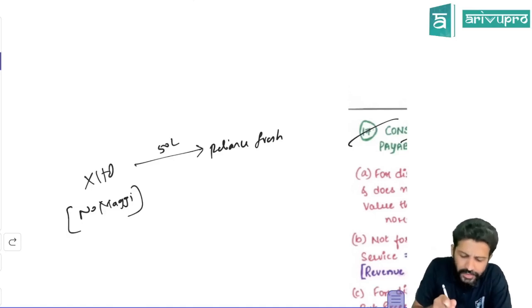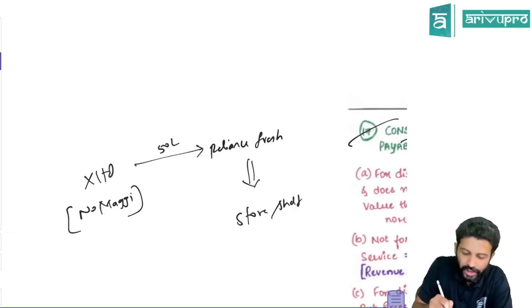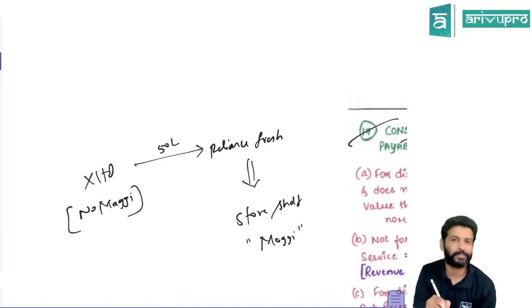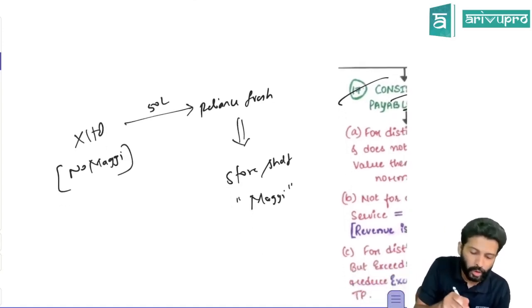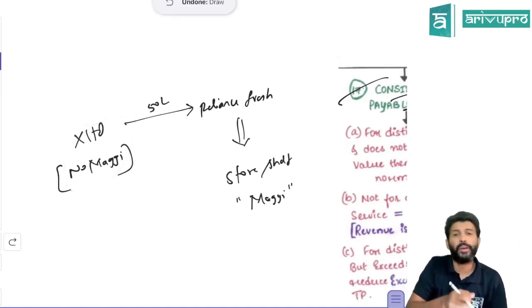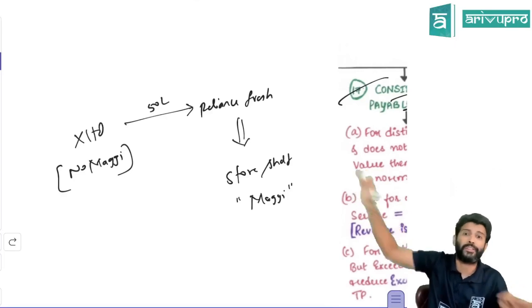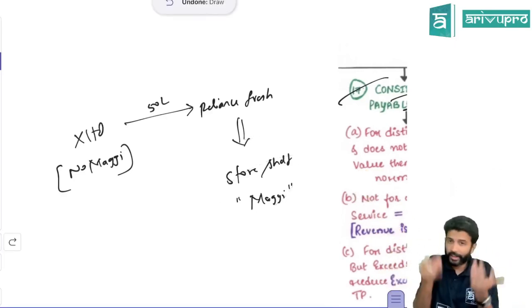But Reliance Fresh currently stores Maggi on their store shelf. Nestle's flagship product is Maggi, right? Reliance Fresh told X Limited, now we have to store your product. In order to store your product, I have to make some alteration to my shelf. I have to construct a new shelf. I don't have space at all. Already I'm selling this product called Maggi.